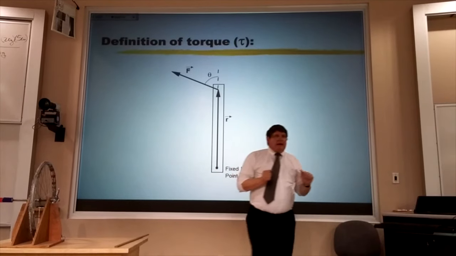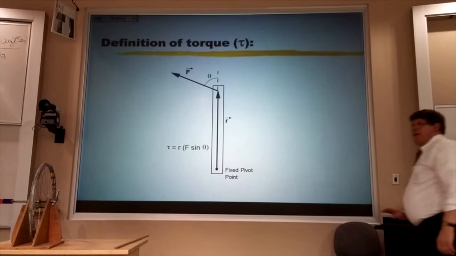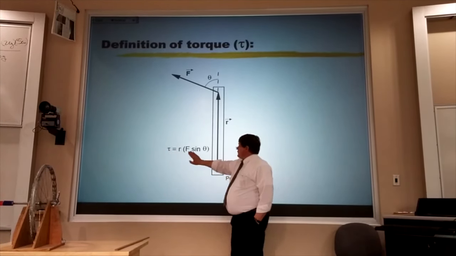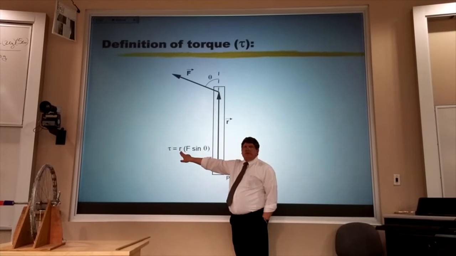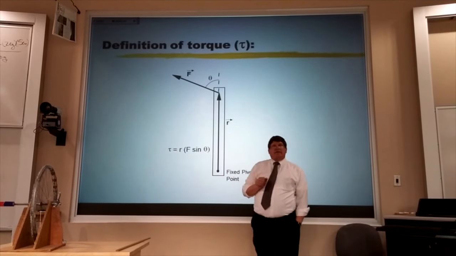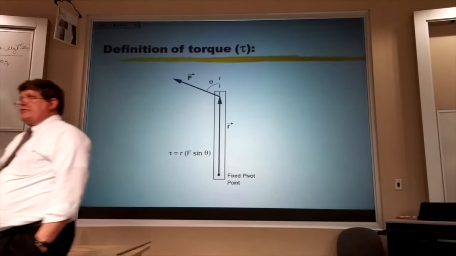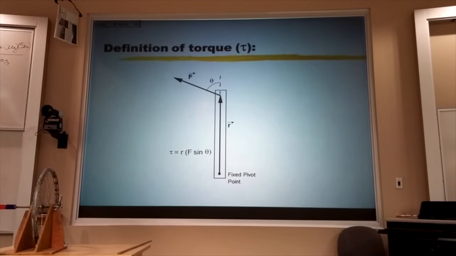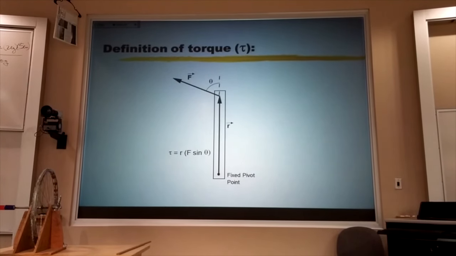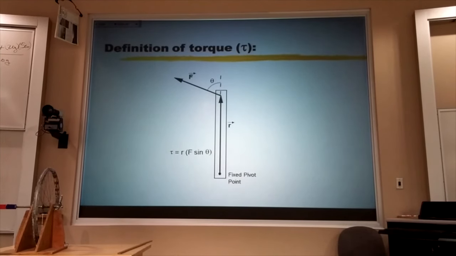Now, if we define that angle and that position vector, what we find is that the torque, we use the Greek symbol tau, the torque is equal to the magnitude of the position vector, the magnitude of the force, times the sine of the angle between them. Now that sine is biggest when theta is 90 degrees. And the torque for a given position vector and a given force is biggest when they're 90 degrees to each other.